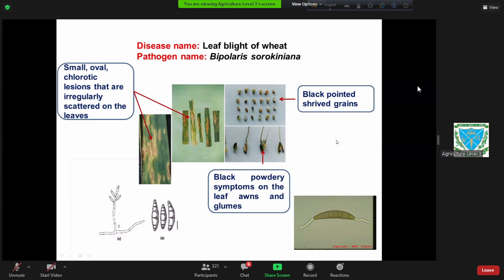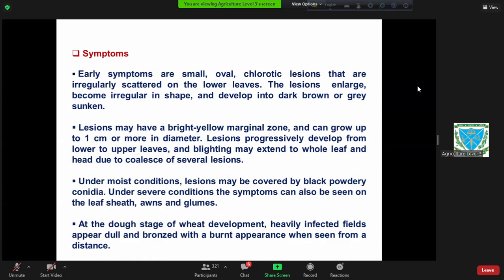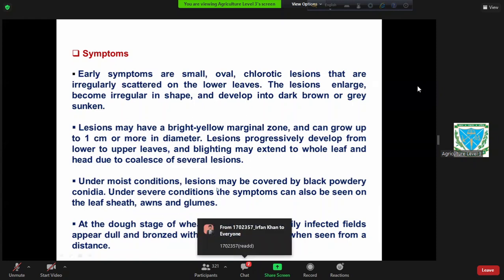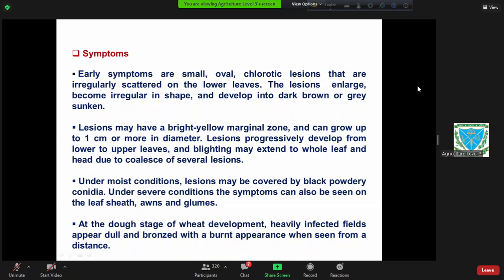You see, Bipolaris sorokiniana produces this type of conidia, which come in contact with the leaf, infect the plant and produce this type of symptoms. There is elaboration, but you don't need to write many things, only a few sentences. You see small oval chlorotic lesions regularly appear on the leaves, especially on the lower leaves.